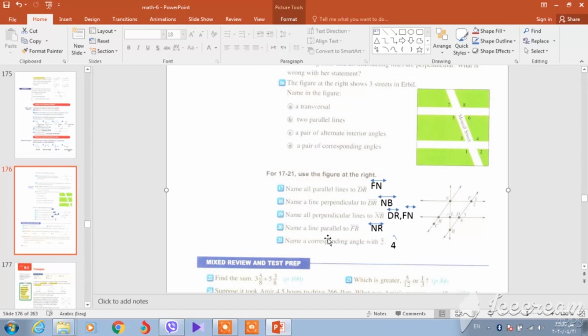Question 21. Name a corresponding angle to angle 2. This is angle 2. Which angle is corresponding? Angle 4 is corresponding to it, because angle 2 is interior and angle 4 is exterior, and they are corresponding angles.